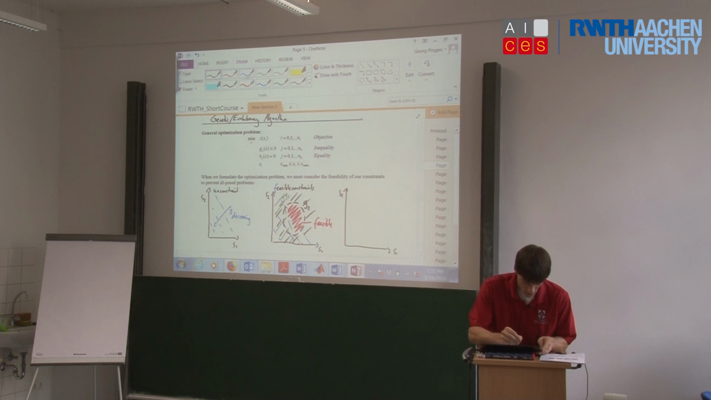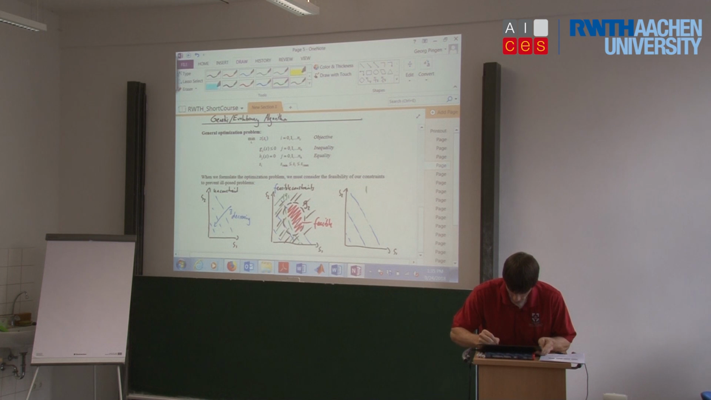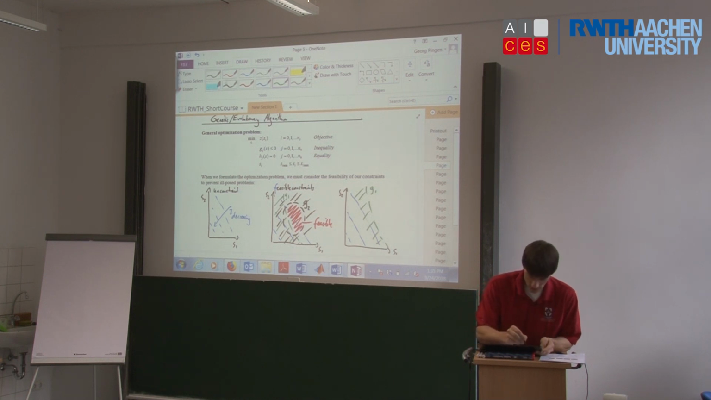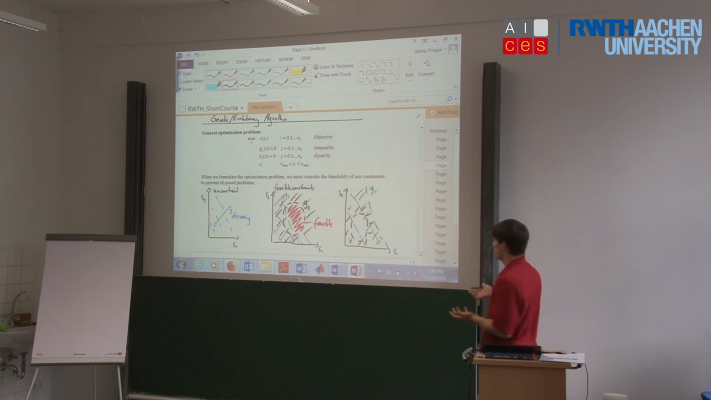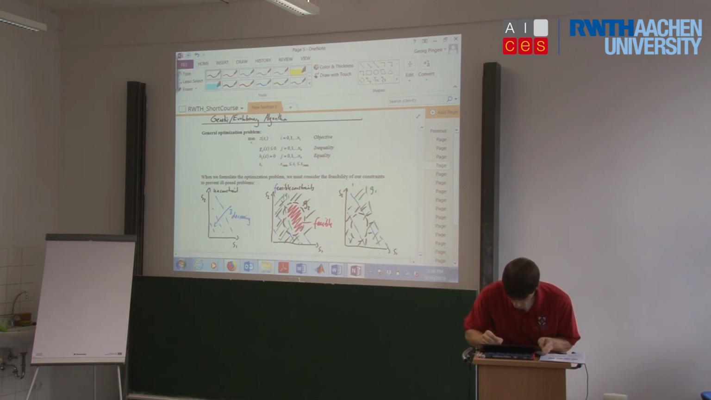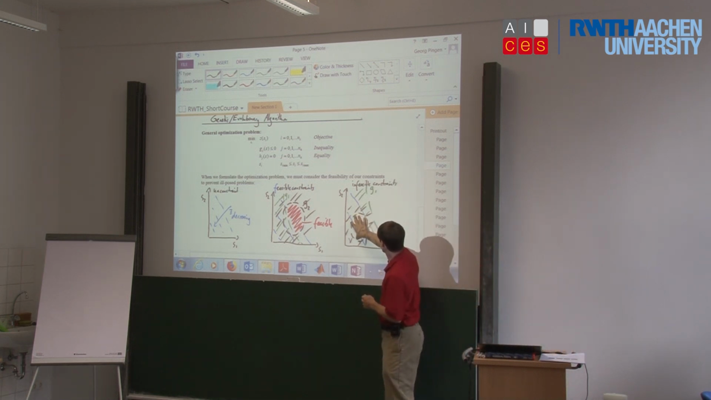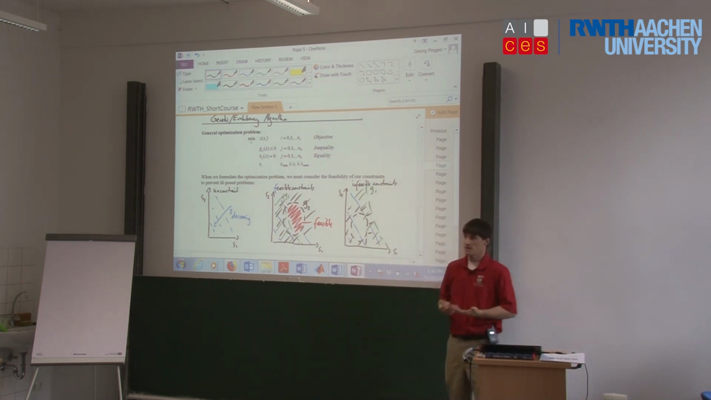And then we could also have something like, well, and so this would be infeasible because it's impossible for us to satisfy this constraint and that constraint at the same time.